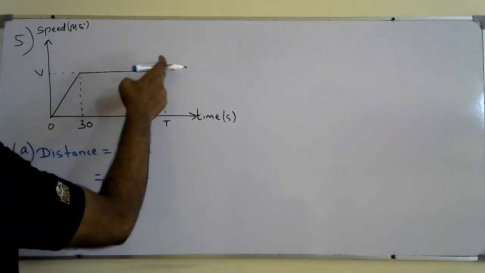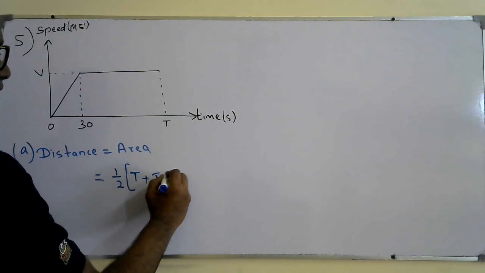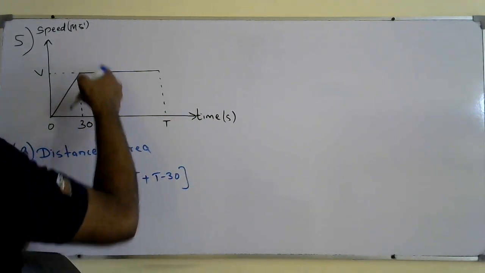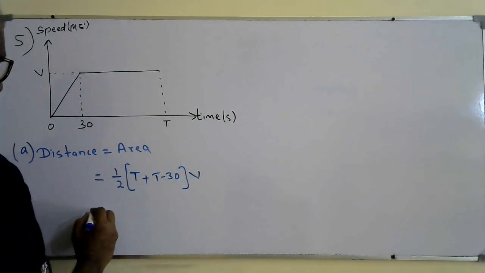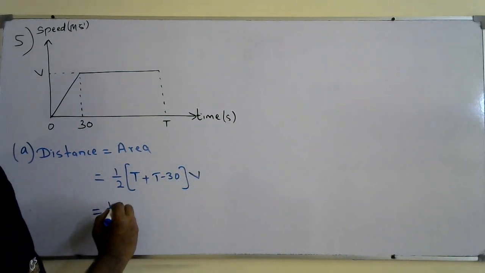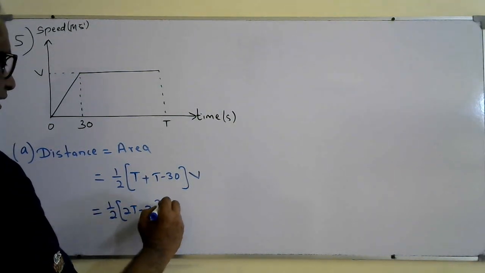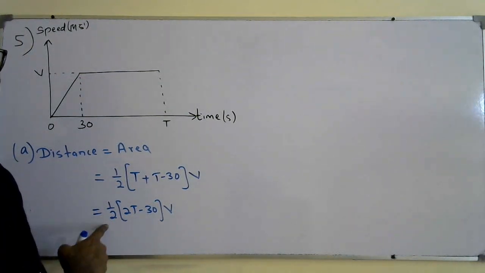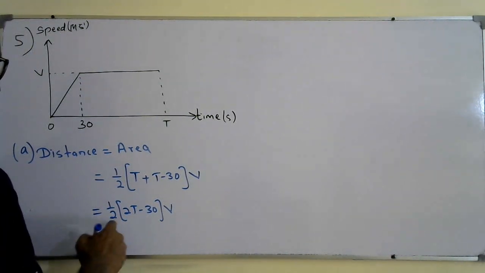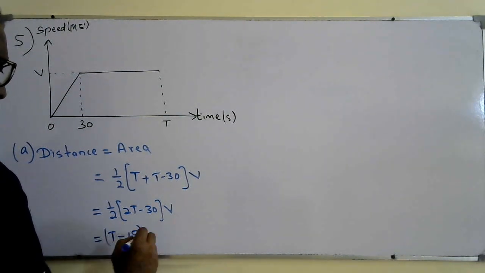Then this length is T, and this is 30, so this will be T minus 30, into the perpendicular distance between the two parallel sides, that is V. So it's going to be half into T plus T minus 30, that is 2T minus 30, into V. Multiplying by half, it becomes half into 2 times T minus 15, into V.